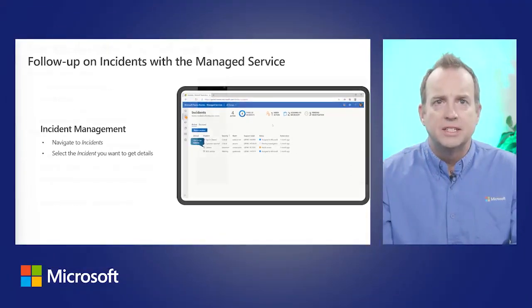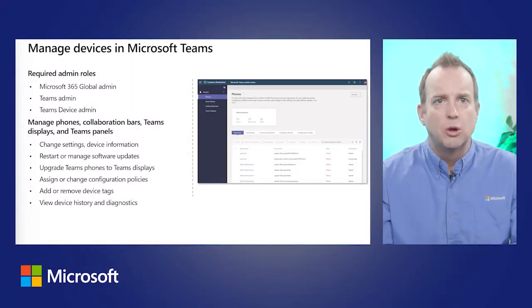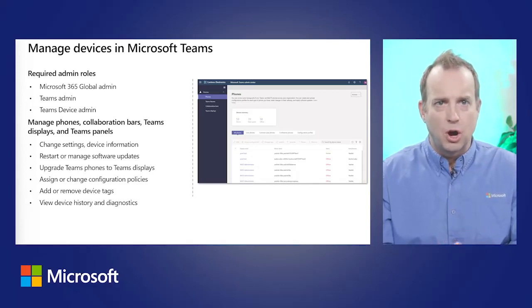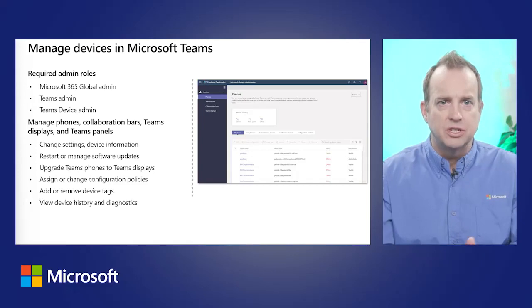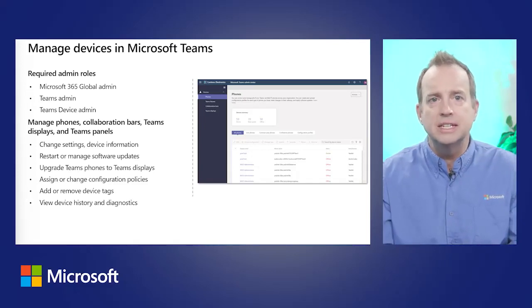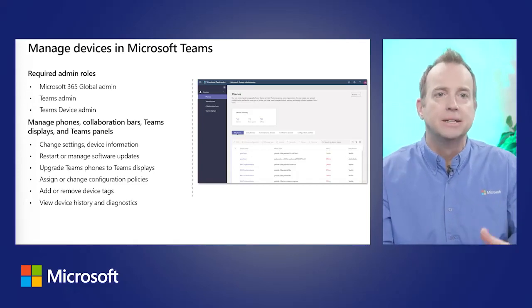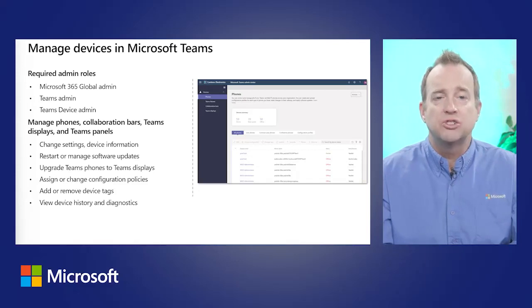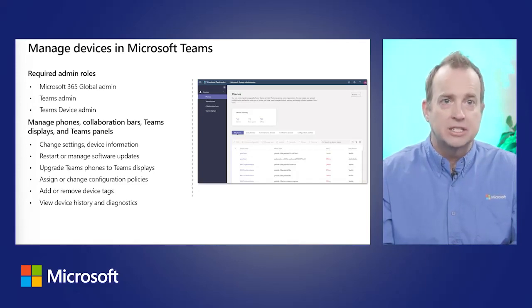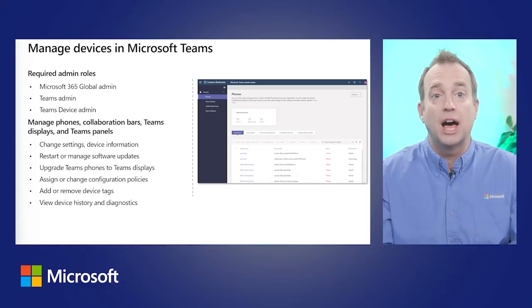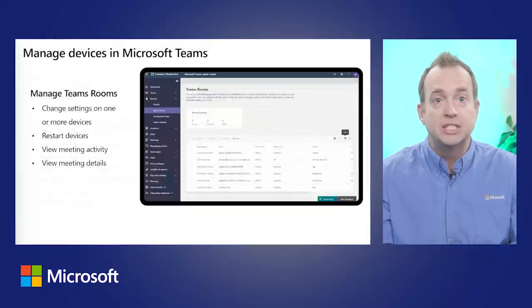To manage devices in Microsoft Teams, you need to be a global admin, Teams admin, or Teams device admin, and this lets you do things like manage phones, collaboration bars, displays, panels. You can change configuration or policies. You can add tags, which are metadata. You can check out the device history, run some diagnostics, restart devices, or apply software or firmware updates.